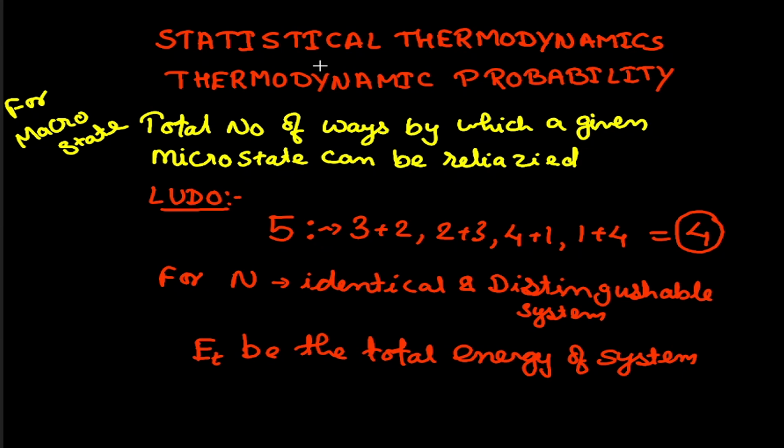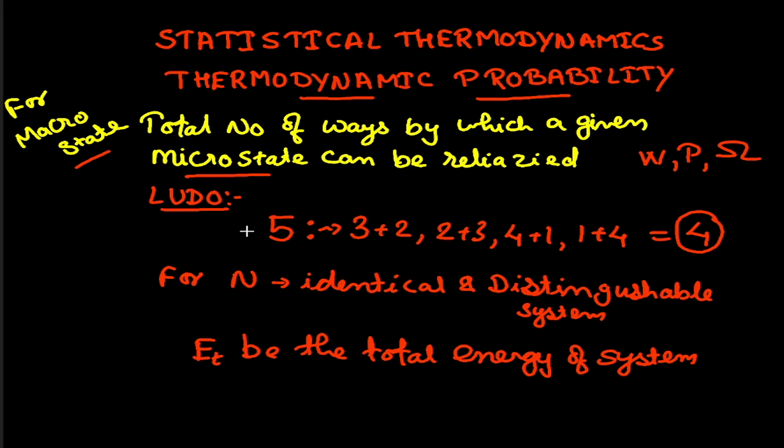Today, under statistical thermodynamics, we will be looking at the topic that is thermodynamic probability. Now, this thermodynamic probability for a given macro state may be defined as the total number of ways by which a given micro state can be realized. So, for a given macro state, how many micro states are possible is known as thermodynamic probability, and this is represented by Wp, or in many books it is represented by omega.